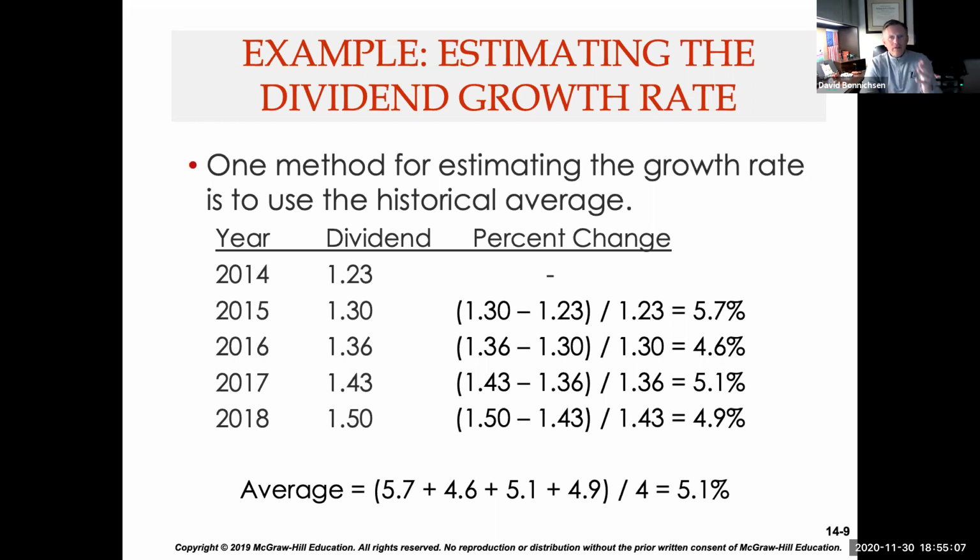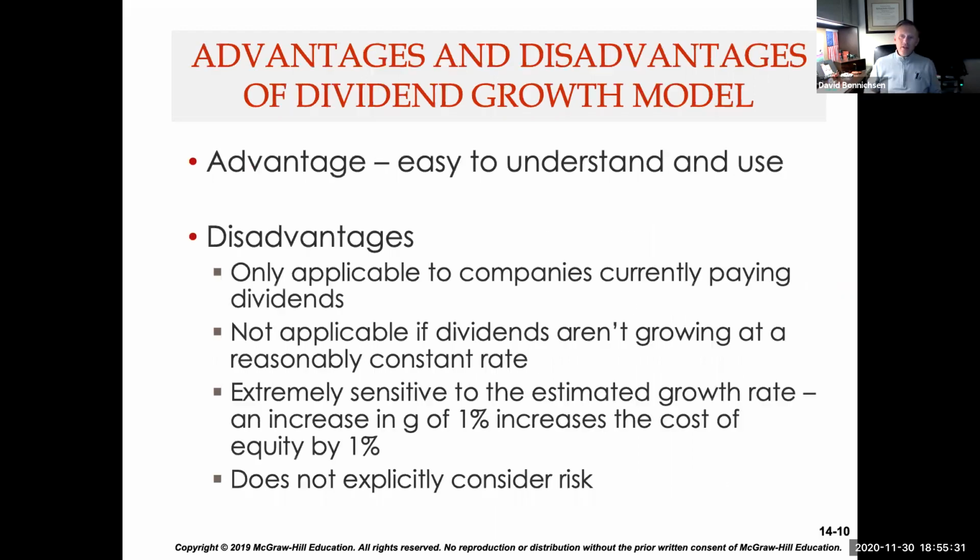So one method for estimating the growth rate is we just look at the average. We go back in time and look at how the dividend growth rate changed year over year, and we just do a straight arithmetic average, which gives us a reasonable approximation of what we could expect in the future. The advantage to this is it's a piece of cake. In 5 minutes, you can go back and calculate the average dividend growth rate. Piece of cake.